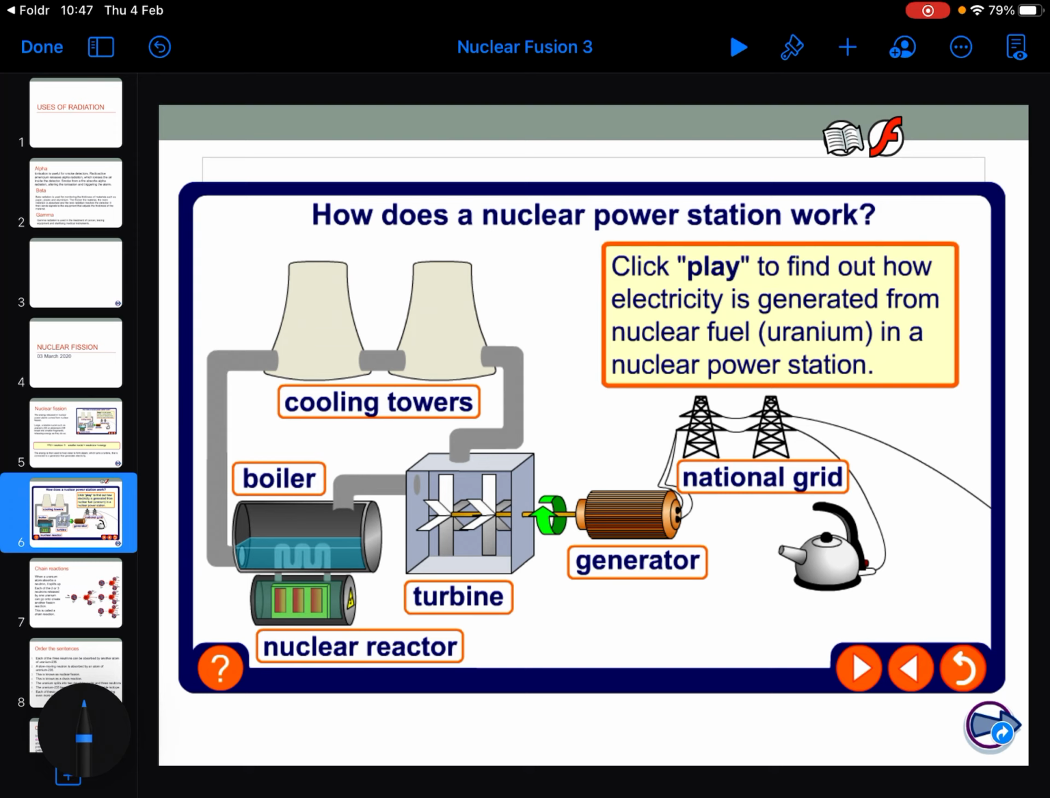You've got that nuclear reactor here, which is giving off energy from nuclear fission, which boils the water, turns it into steam. The steam turns the turbine, turns the generator, electricity is made, lovely jubbly. So that's nuclear fission: one large nucleus splitting up, making smaller nuclei and giving off energy.